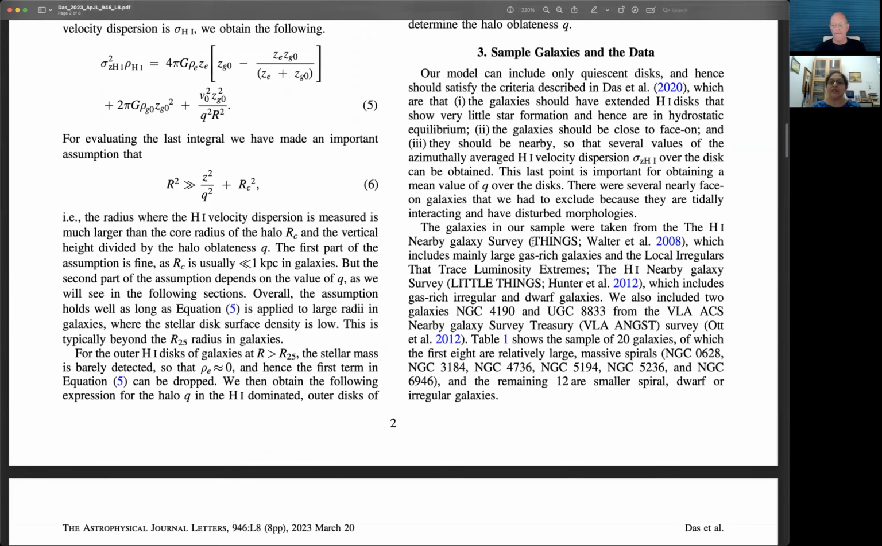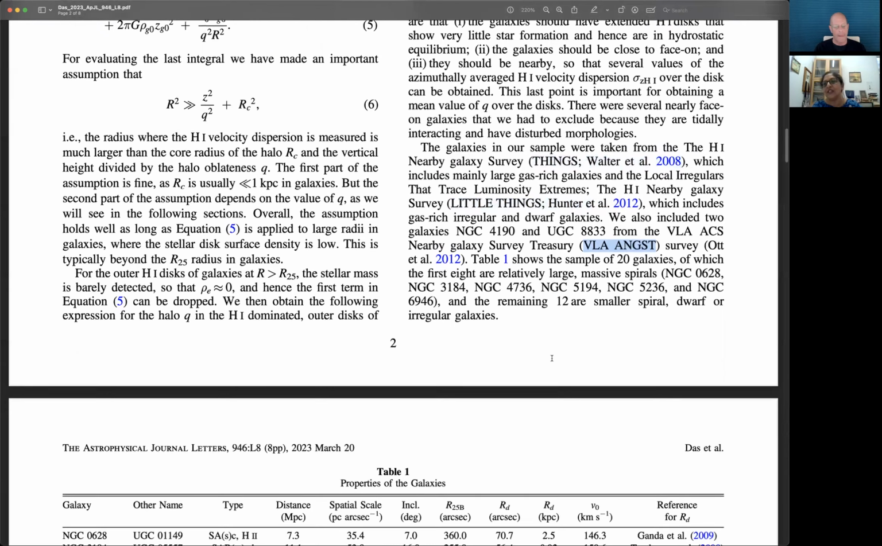We took data from the LITTLE THINGS, the H1 Nearby Galaxy Survey, Hunter. You know, small galaxies. We also took a couple of galaxies from the VLA ANGST data survey. So basically, all our data is using the Very Large Array, the VLA. It's all, number one, archival data, and number two, it's all using the VLA.